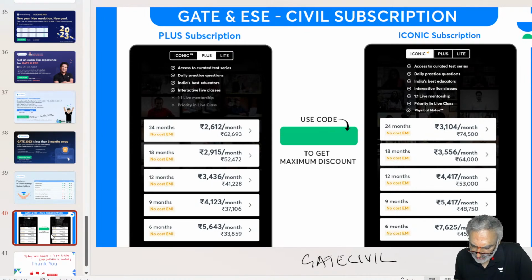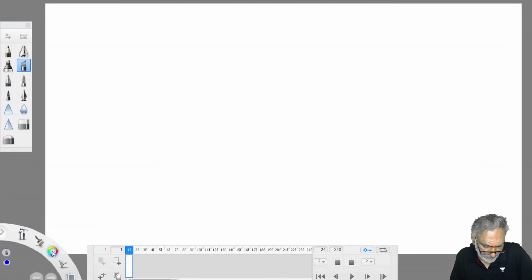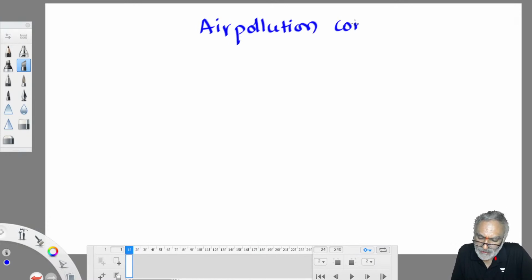Okay, let us start today's session. Last topic in the GATE syllabus. Noise pollution is removed from the syllabus. Air pollution and control.